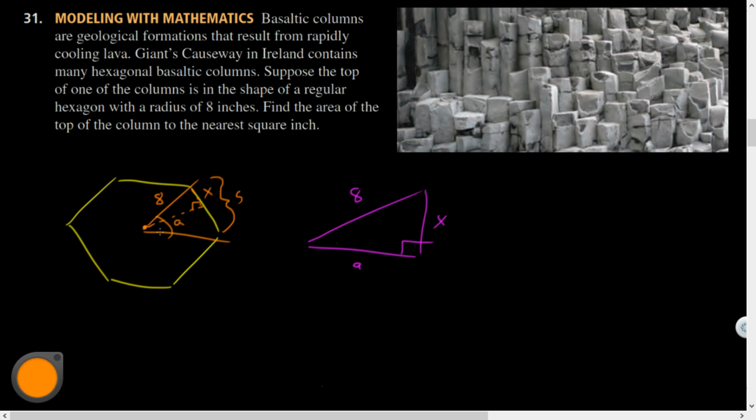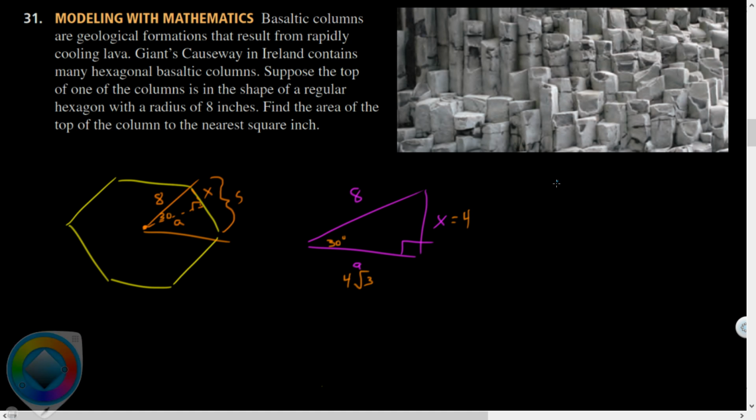Yeah, 360 divided by 6 would be 60. Yeah, 30. Oh, so then I can actually figure this out without using tan or cosine. So this is going to be half of 8, which is 4, and this is going to be 4 times the square root of 3. Right? Question, comment, Isaiah?